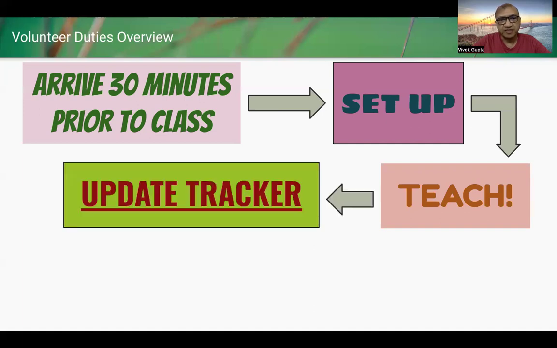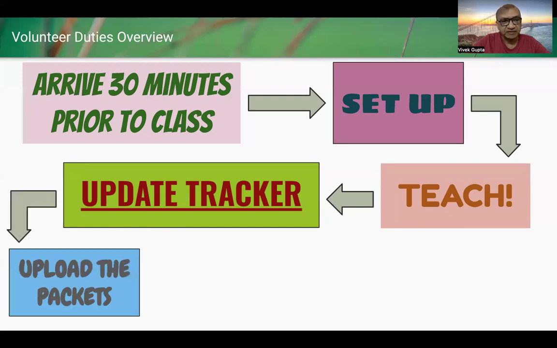And after you have finished the class with the students, you would update the tracker. Now, the student tracker is something that we will talk about in one of the later sections. But the idea is to be able to record the progress of your student, what packet they did in the class, what packet you are giving for the homework, and what's the packet you're planning to give in the next class. So basically, you're trying to update the tracker.